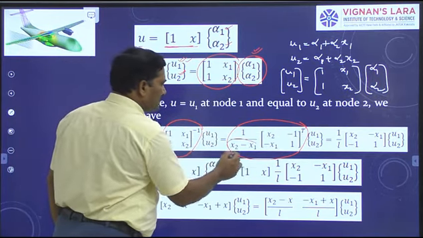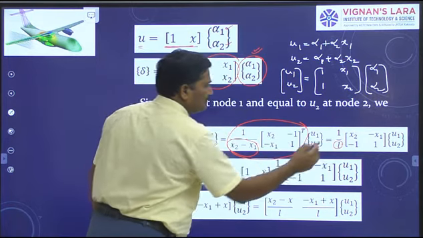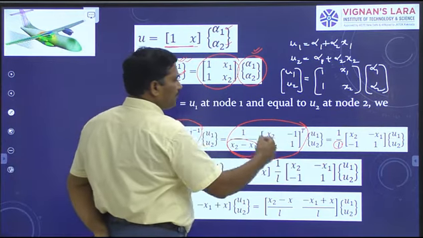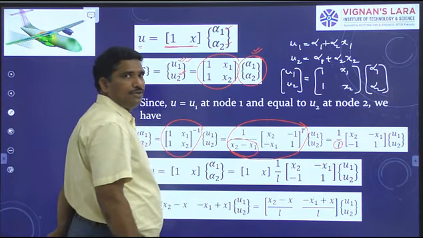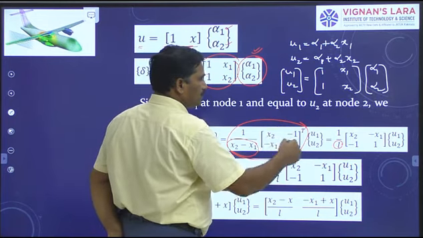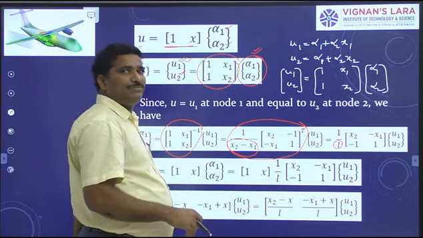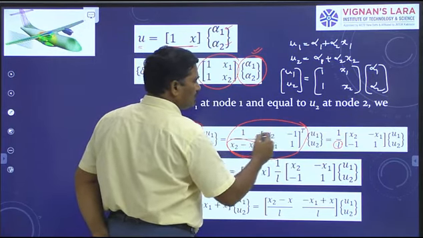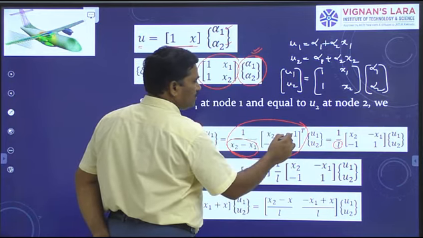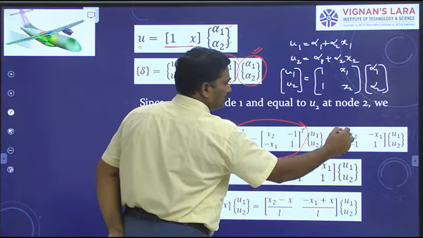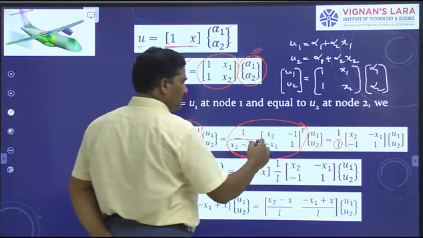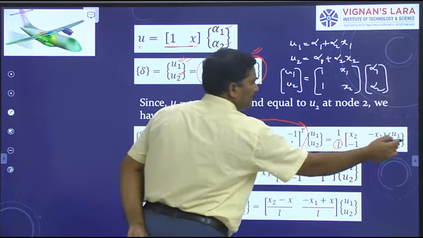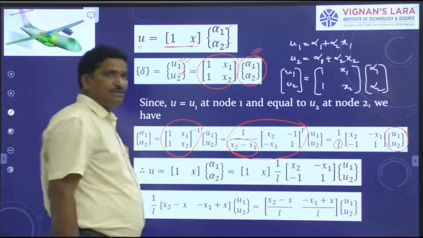Which equals 1 by, what is x2 minus x1? It is the length of the element. Therefore 1 by L into the transpose of this matrix. Okay? When you take the transpose of this, row becomes column. What is the first row? The first row has the elements x2 and minus 1. Now this row becomes column x2, minus 1. Then this row becomes column minus x1, 1, into again a column matrix having the elements u1 and u2.